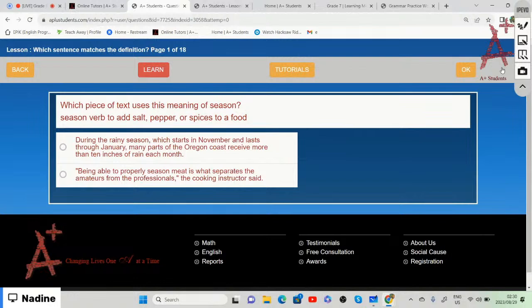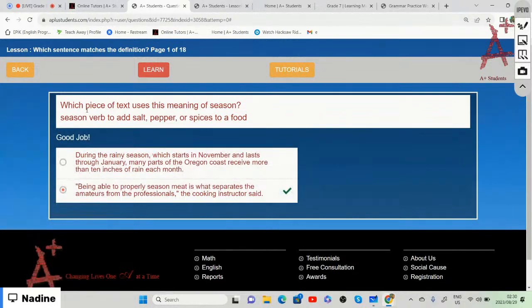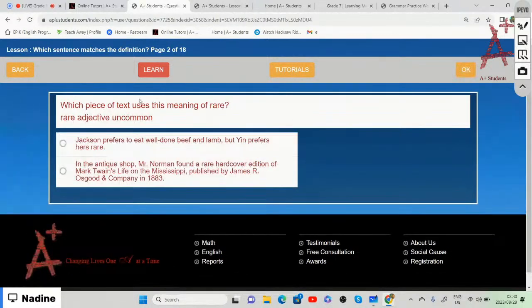So in this case, it is a verb. It's where we are adding salt and pepper and spices to the food, which means that we are going to choose option two. Choosing option two is basically making mention of seasoning our food, adding different types of spices in order to bring out the aroma and the taste. It has nothing to do with the season or the weather. It's to do with food.